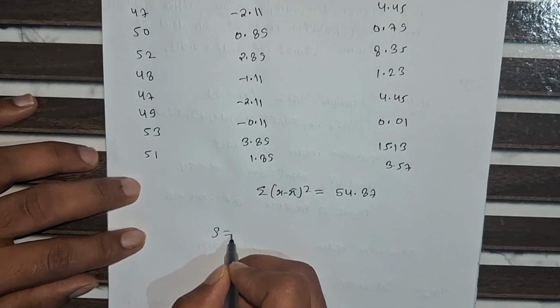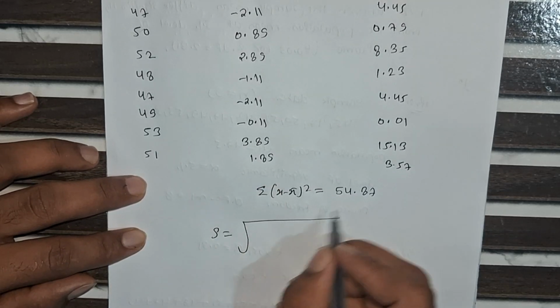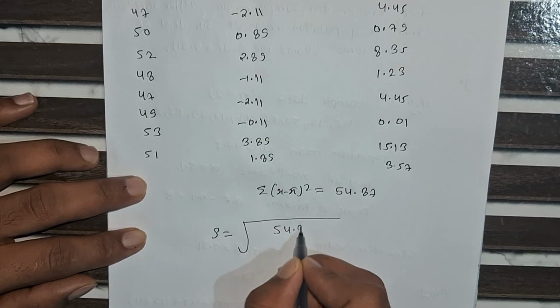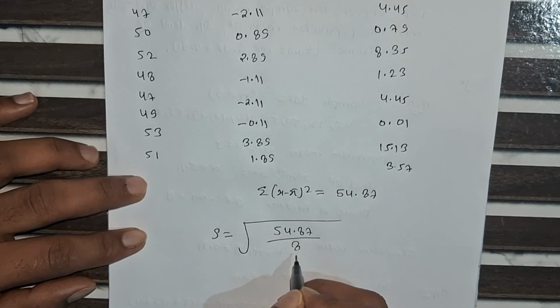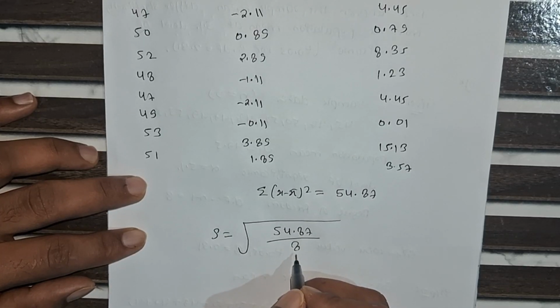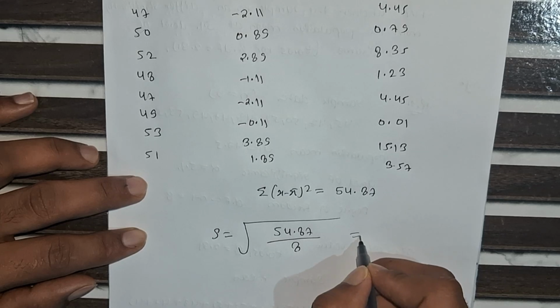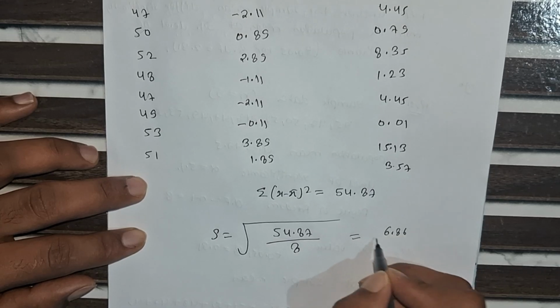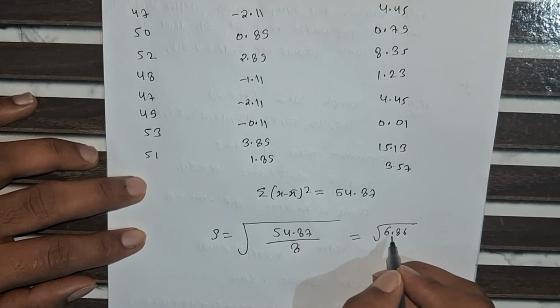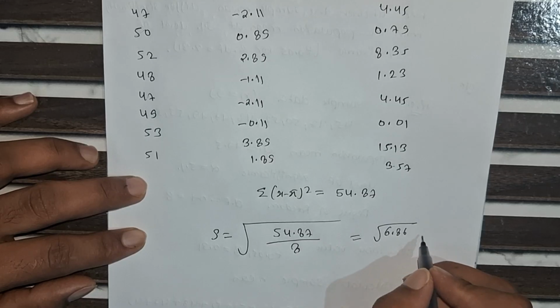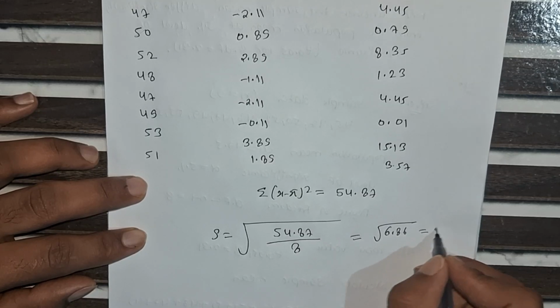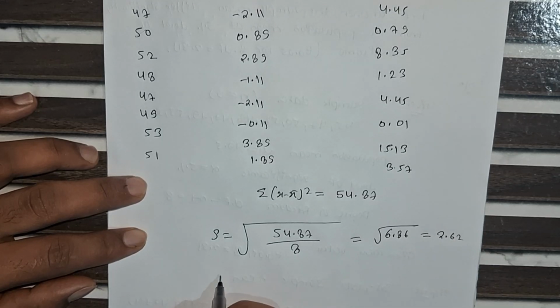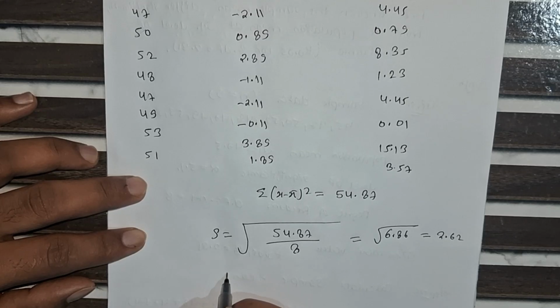So s equals under root of 54.87 divided by 8, where 8 is the degree of freedom, which is given in the question. It becomes 6.86 when you divide, so s is nearly equal to 2.62. So the value of the sample standard deviation is s equals 2.62.